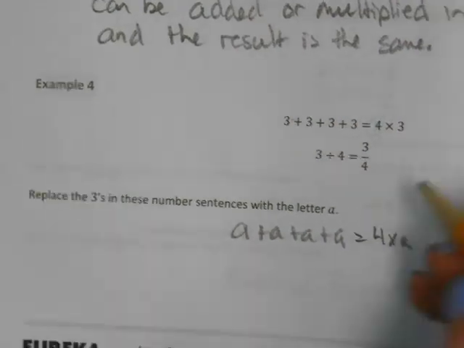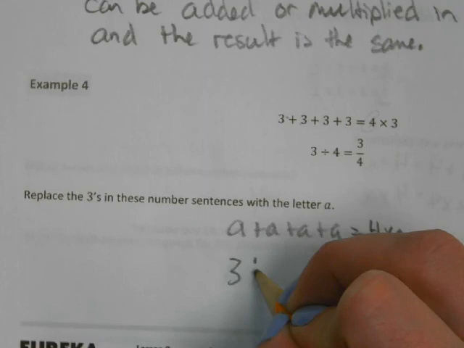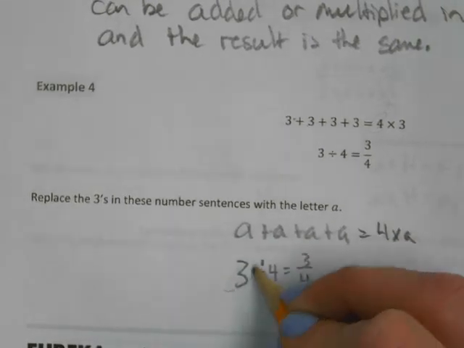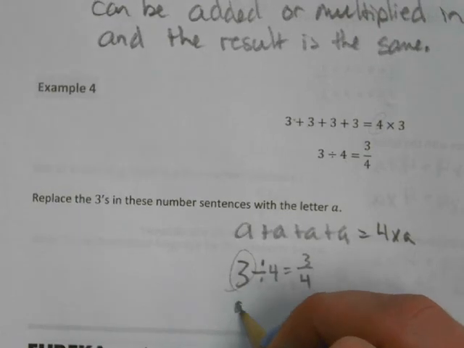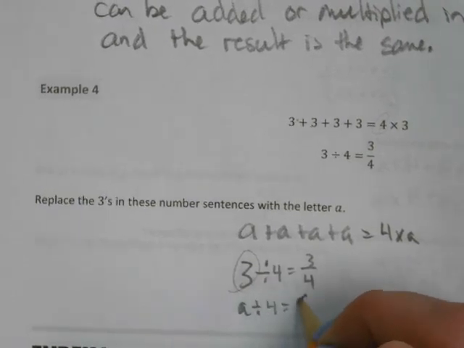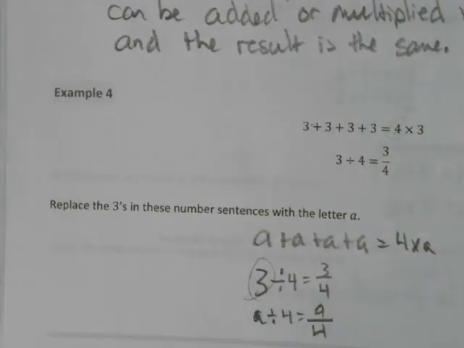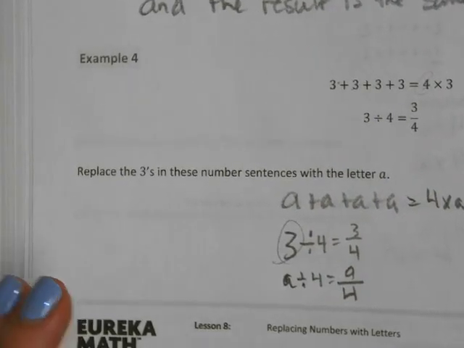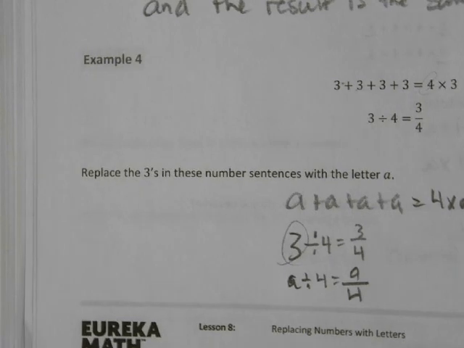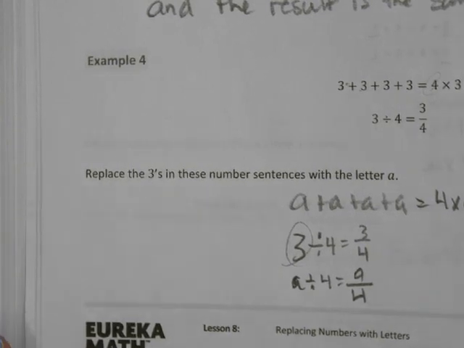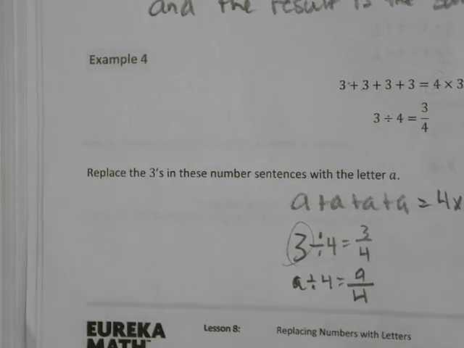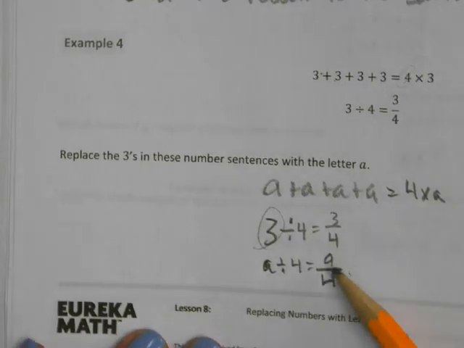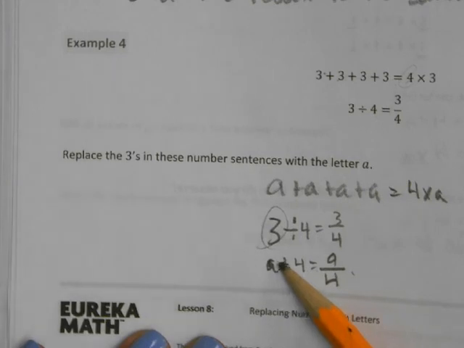And then this last one here, we had 3 divided by 4 equals 3/4. And the way we would replace that is A divided by 4 equals A over 4. So a division problem is the same as a fraction. A fraction is a shorthand way of writing a division problem. And if you remember, when we find decimals of fractions, we divide them, and this is why. Because A over 4 is actually the same as A divided by 4.